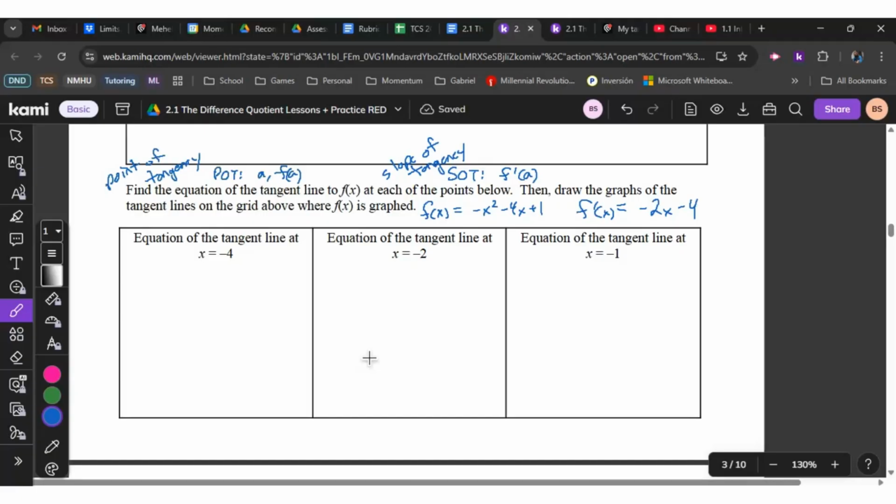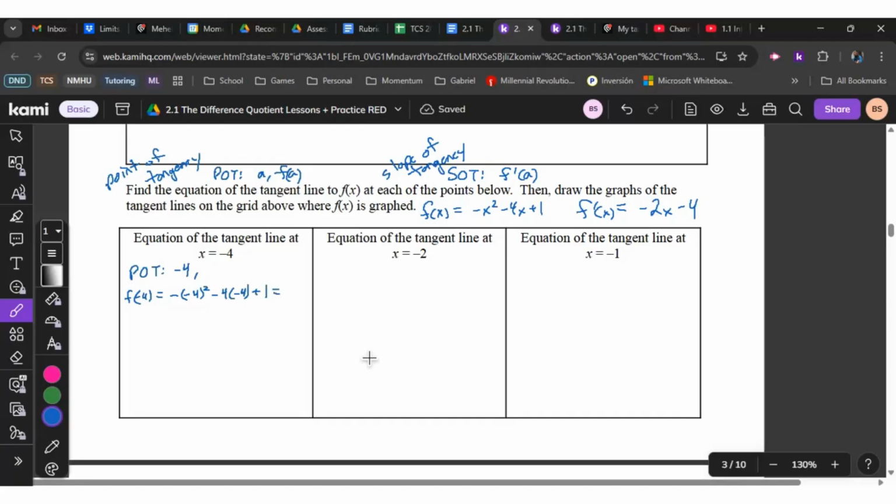So let's find the equation of the tangent line. It means I need my point of tangency and I need a slope, and then I can figure it out, because I need a point and a slope, just like we've always had when we did lines before. So my POT is negative 4 and f of negative 4. Just in case you're having a hard time, we'll do the first one together. f of negative 4 is going to be negative negative 4 squared minus 4 times negative 4 plus 1.